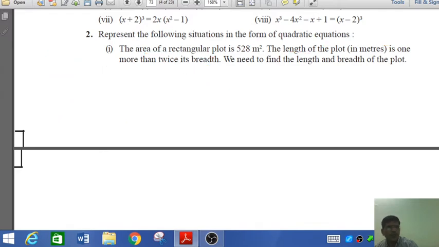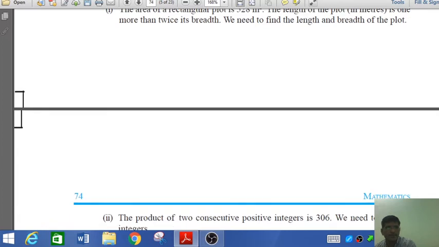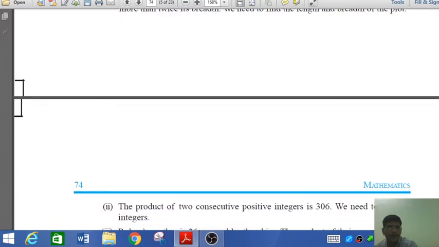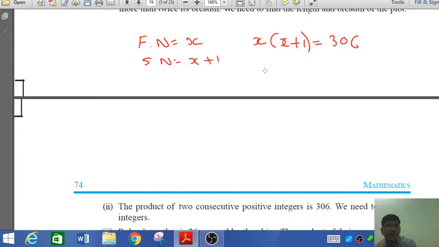Now the next question is here. The product of two consecutive positive integers. Product means multiplication. So let the first number be x. Then the second number is x plus 1. First number is x, and second number is x plus 1. Product means multiplication. x into x plus 1 is equal to 306. Now x square plus x minus 306 is equal to 0.